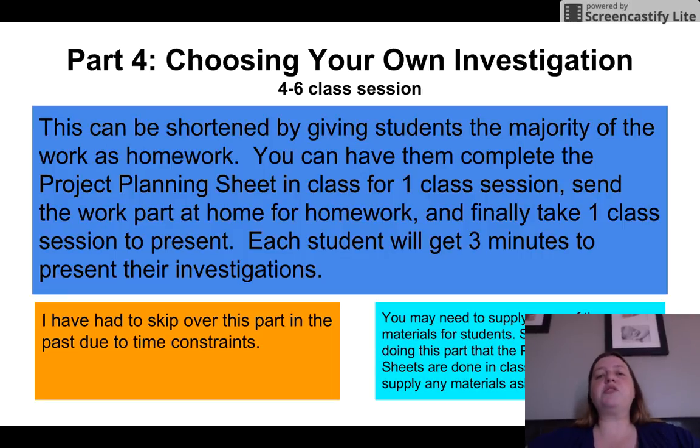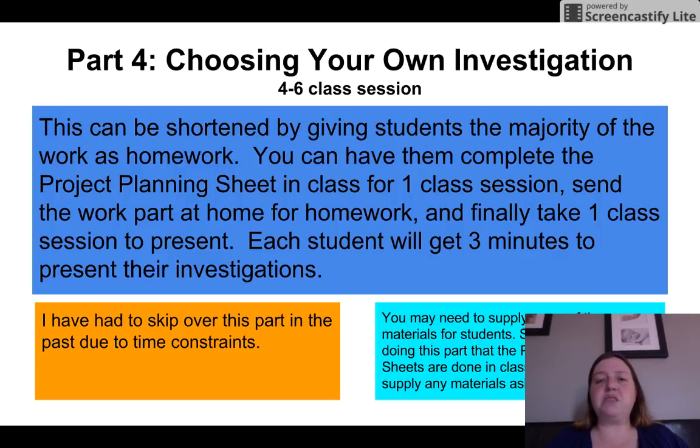Part 4, choosing your own investigation. So this is the lengthy investigation in this unit. It takes 4 to 6 class sessions. You can shorten this by giving the students the majority of the work as homework. So you have 1 class session when you set up the project planning sheet in class. So you introduce the investigation, introduce the options that students have to do. They fill in the project planning sheet for class 1. The rest they take home and they work at home.